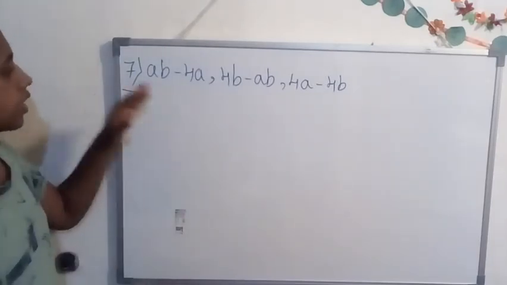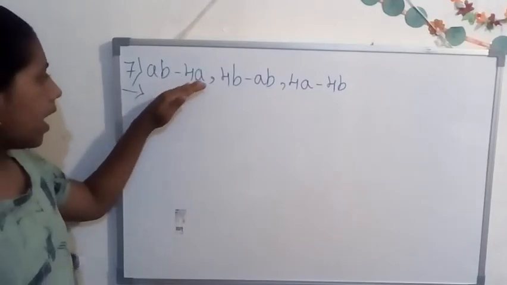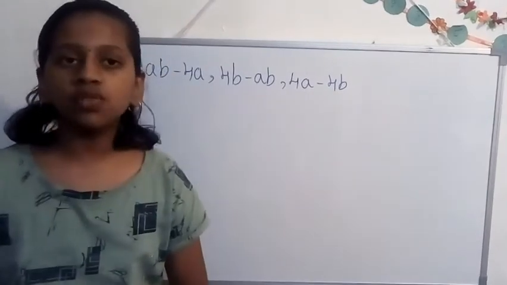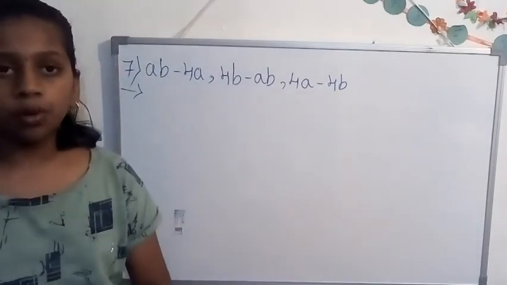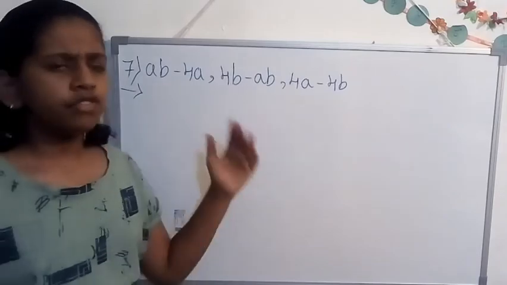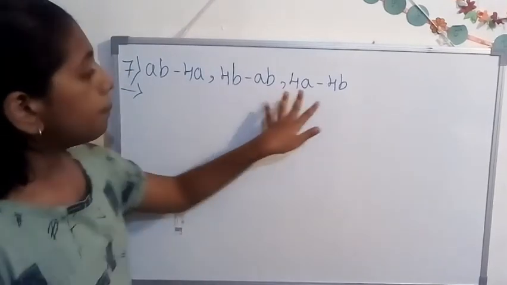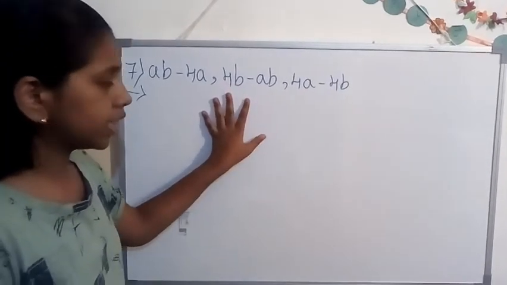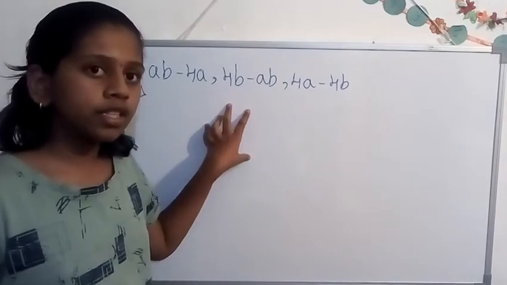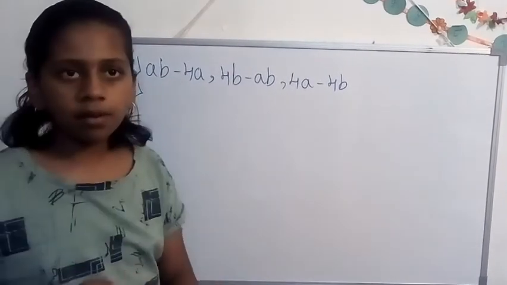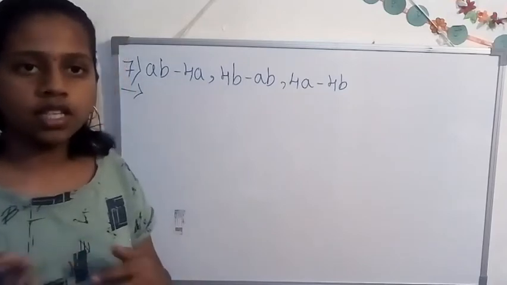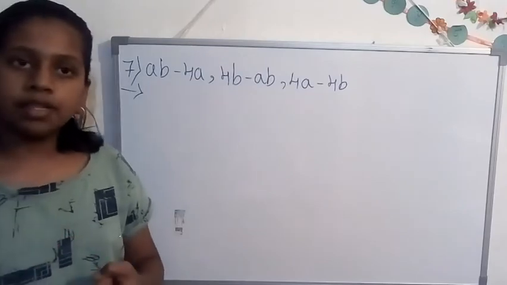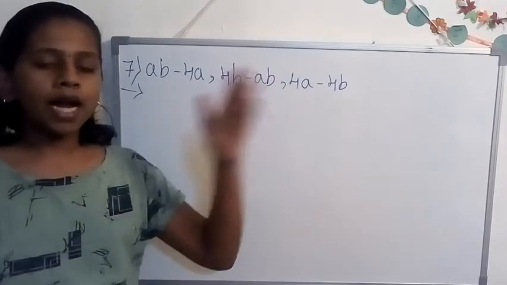Let's begin. First, the question is like this: AB minus 4A, 4B minus AB, and 4A minus 4B. So, I am going to show how to solve this. First, we are going to divide it into parts by brackets. There are two commas between the expressions, so we are going to divide it into three parts. If there is one comma, we are going to divide it into two parts. One comma means 2 parts, 2 commas means 3 parts, 3 commas means 4 parts, like that.